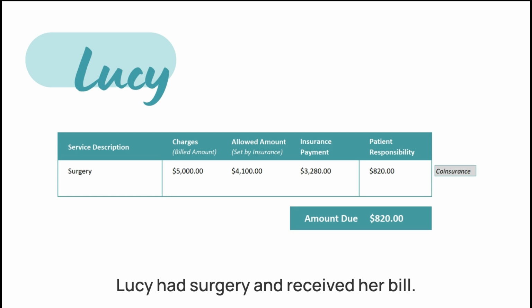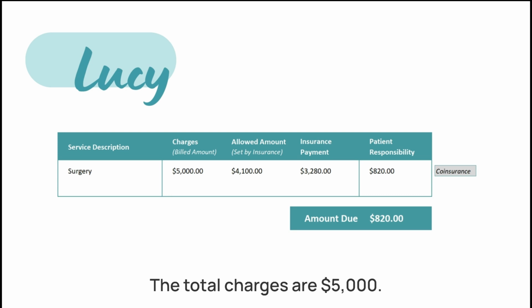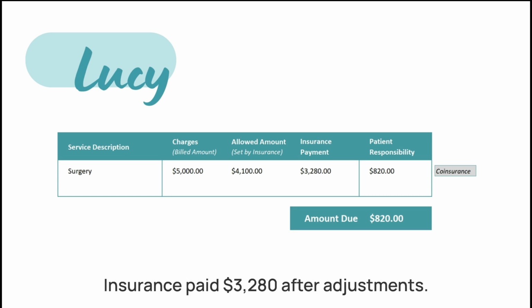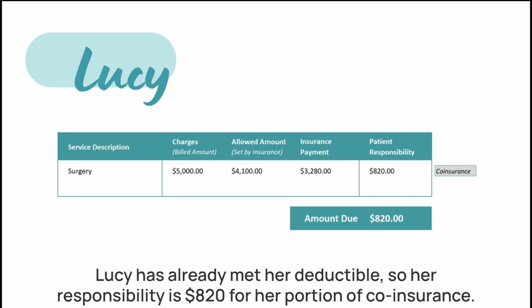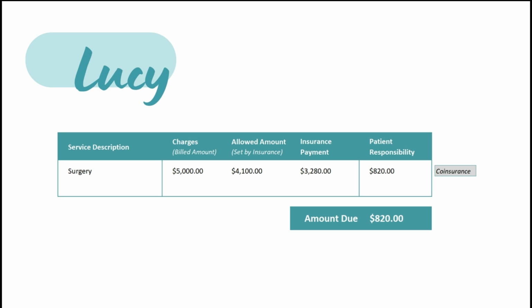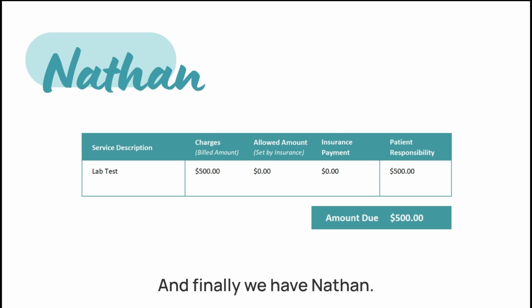Lucy had surgery and received her bill. The total charges are $5,000. Insurance paid $3,280 after adjustments. Lucy has already met her deductible, so her responsibility is $820 for her portion of coinsurance. And finally, we have Nathan.